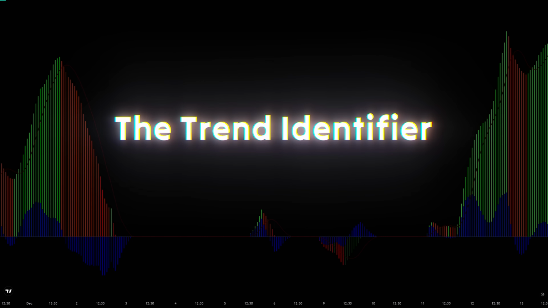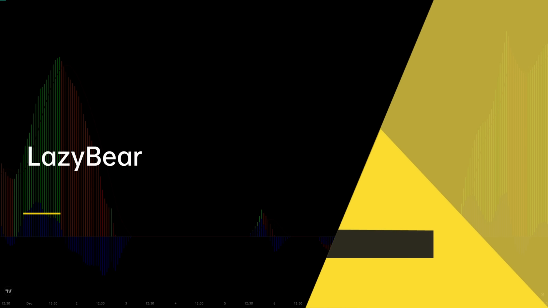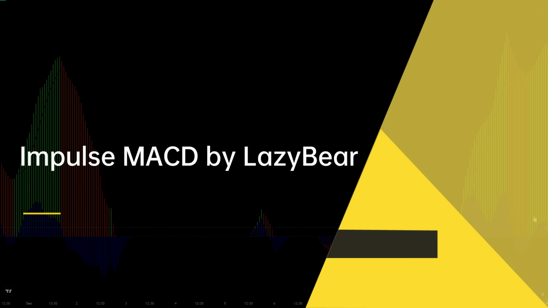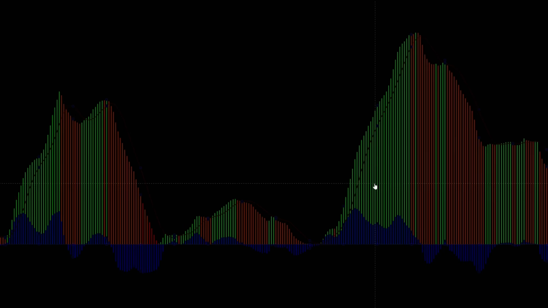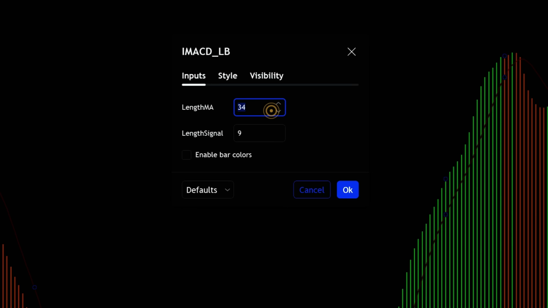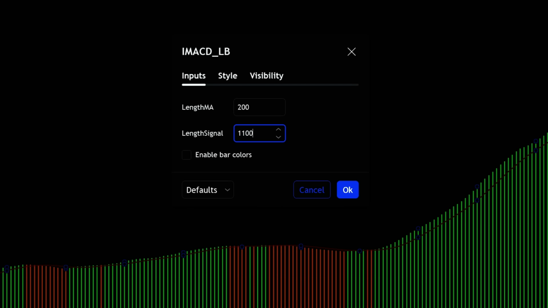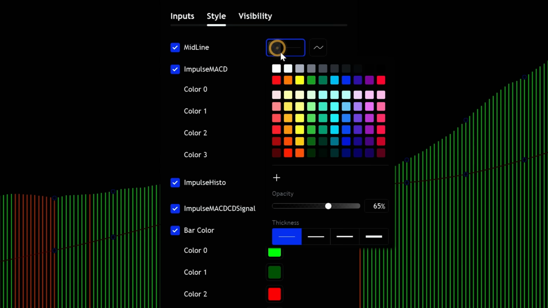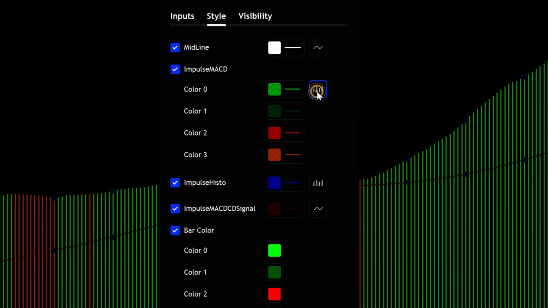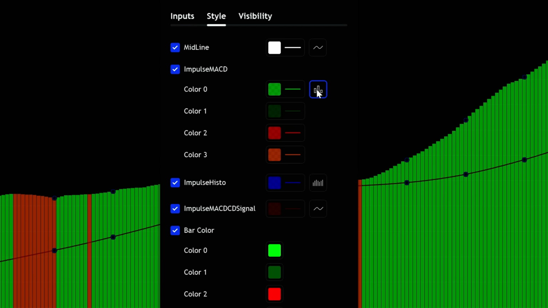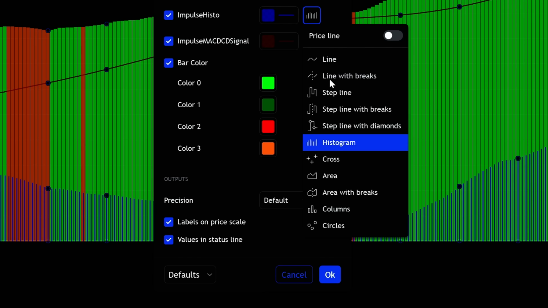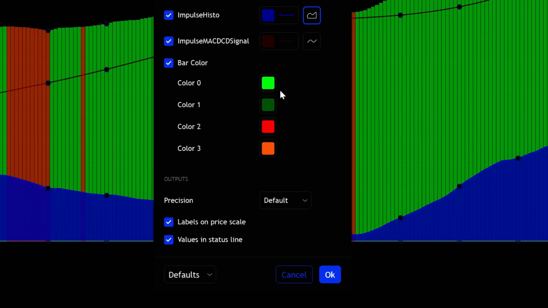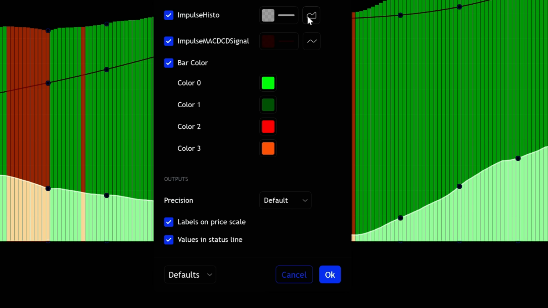The trend identifier used here is the Impulse MACD by Lazy Bear. Now, we also need to change the settings of the Impulse MACD indicator. The length MA should be set to 200, and then the length signal should be set to 100. In the style settings, the midline is set to white, the Impulse MACD should be changed to columns, and then the Impulse MACD signal and the bar colors option should be disabled. Now the chart is clean.